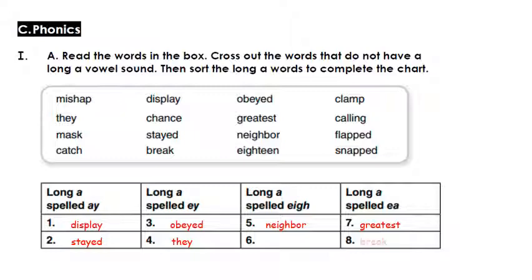Okay, we continue with break. Break has long A sound, it's spelled as EA. Then I have the last word, 18, that has long A sound spelled as EIGH.